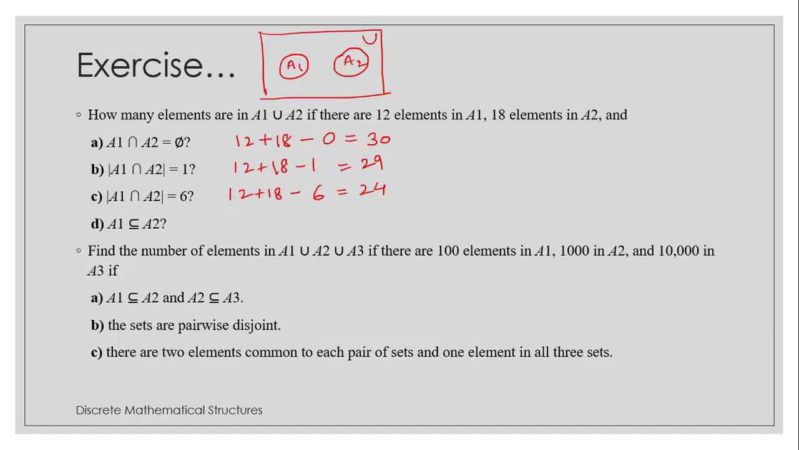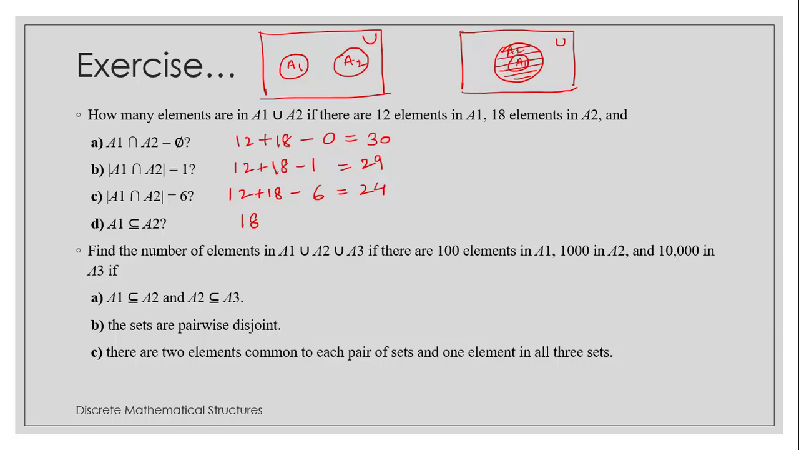Now A1 is a subset of A2. In this case, this is the universal set, this is A1, this is A2. Now all the elements of A1 are contained within set A2. So if we find the union of A1 and A2, that will be this shaded area. So this is equal to set A2 only. So the number of elements in this case will be 18, which is the number of elements in set A2.